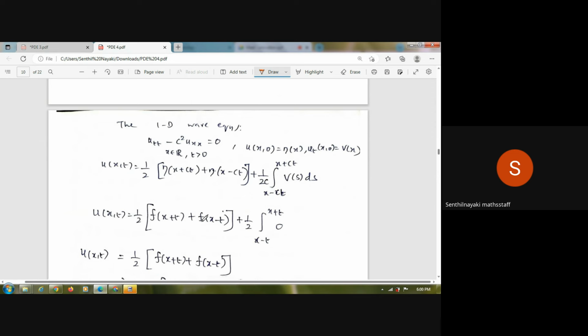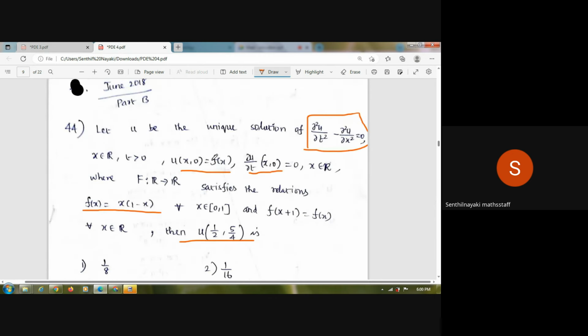So for this wave equation, we have another solution, that is u of x comma t equal to 1 by 2 eta of x plus ct plus eta of x minus ct, plus 1 by 2c integral from x minus ct to x plus ct of v of s into ds. So here v is u t of x comma 0. So this is called the D'Alembert solution. So eta is nothing but u of x comma 0. That is, u of x comma 0 is what? f of x. f of x is x into 1 minus x.